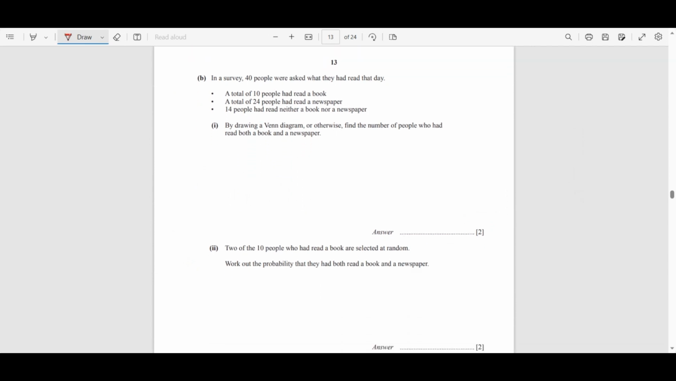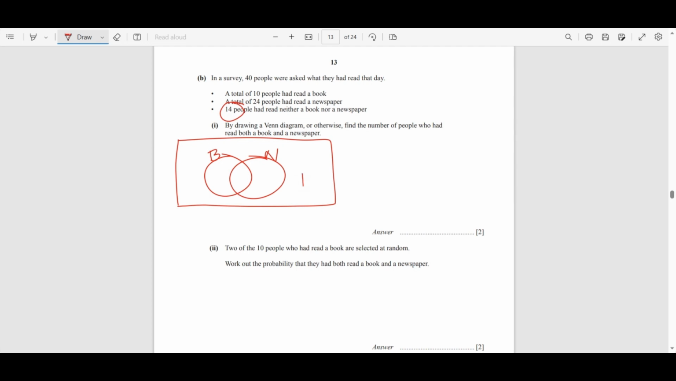Right. Okay, in a survey of 40 people, newspaper, book. I'm going to do this by making a quick Venn diagram. For book, I'm going to write B, and for newspaper, I'm going to write N. So this is important information. 14 people had neither read a book nor a newspaper, which means it's on the outside. Let me change the color. 14 is on the outside.